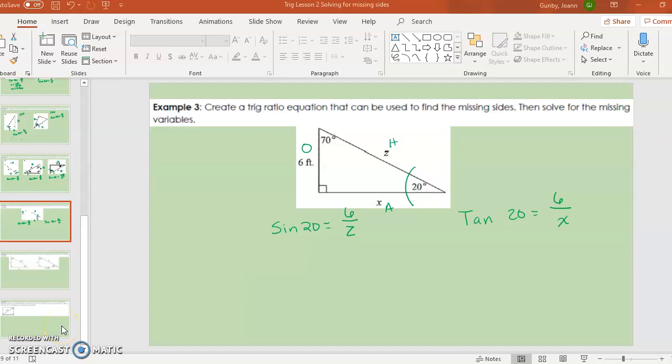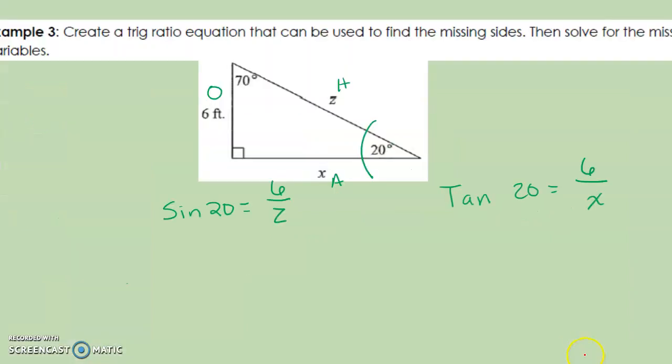All right, guys, so we are going to finish up lesson 2, these last few problems. You can see the one we're working on, a couple more slides. So let's take a look at where we left off. Okay, so in this problem we had to find both x and z.